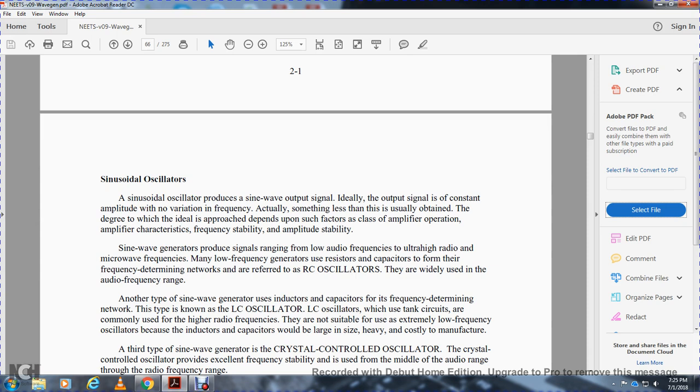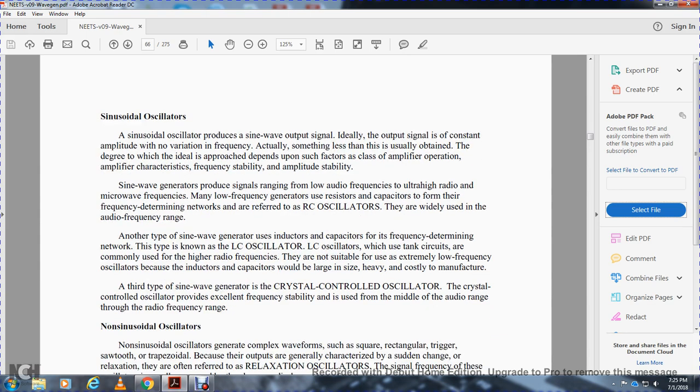Many low frequency generators use resistors and capacitors to form their frequency determining networks, referred to as resistor capacitor oscillators. They are widely used in the audio frequency range. Another type of sine wave generator uses an inductor capacitor frequency determining network. This is known as the LC oscillator, or inductive capacitive oscillator, which uses tank circuits that are commonly used with the high radio frequencies. They are not suitable for use with extremely low frequencies, because the inductors and capacitors would be larger in size, heavy, and costly to manufacture.